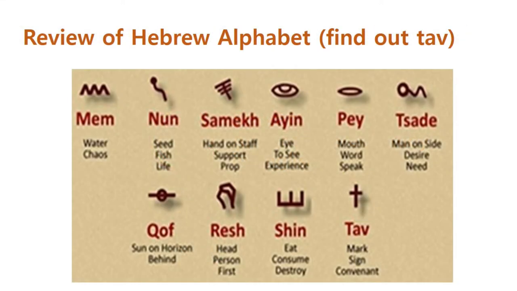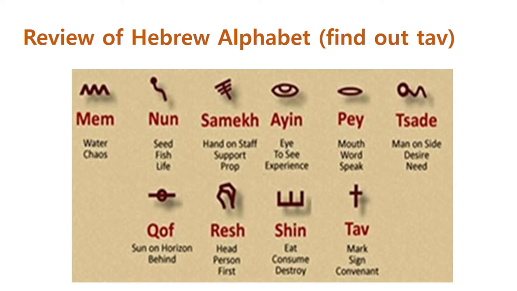Okay, we have a review of the Hebrew alphabet. Try to find our Tav, the last alphabet. That's a cross mark, the last one. Cross mark, Tav. The meaning here is mark, sign, or covenant.